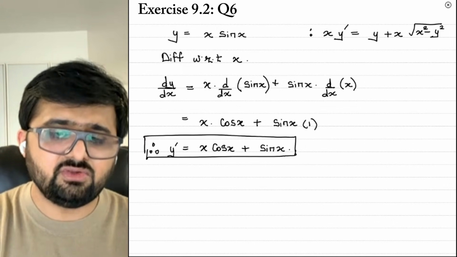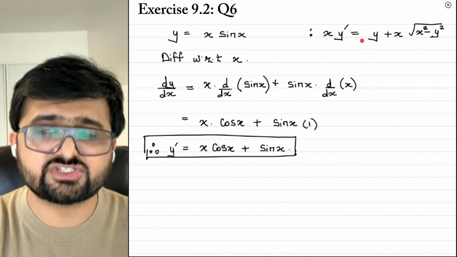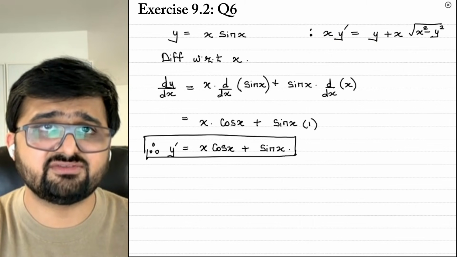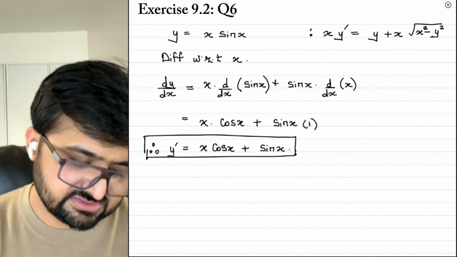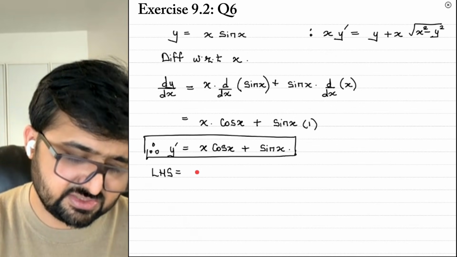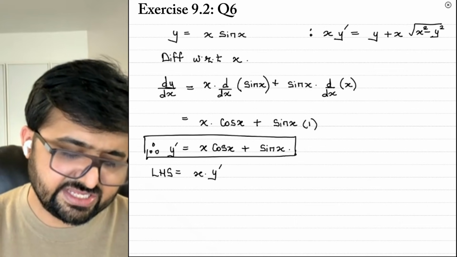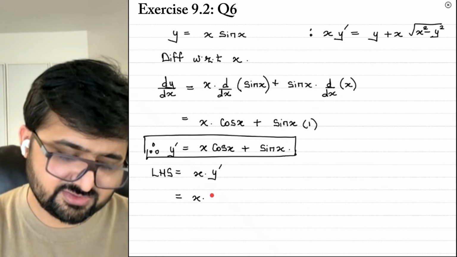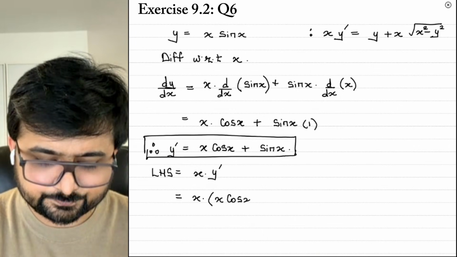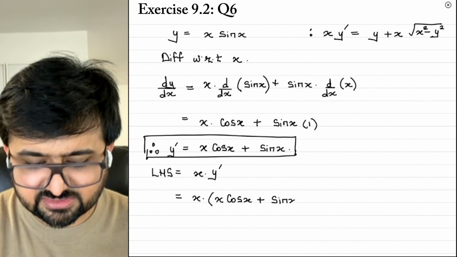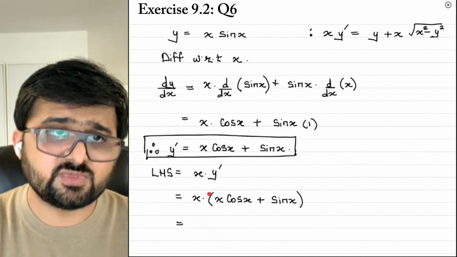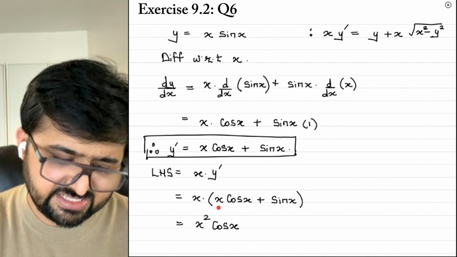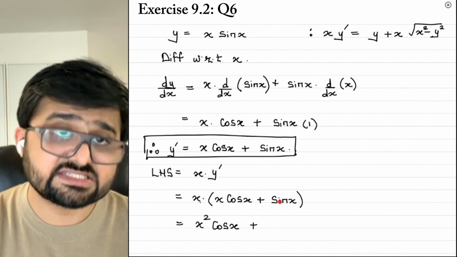Okay. Now, in order to prove that this differential equation is true, we need to start with LHS. We can start with either LHS or RHS. Either way, let's start with LHS. So LHS is equal to x times y dash. So that gives us x times, we calculated y dash, which is x cos x plus sine x. Just multiply this x inside. So we get x square cos x, x times x is x square, plus x times sine x.